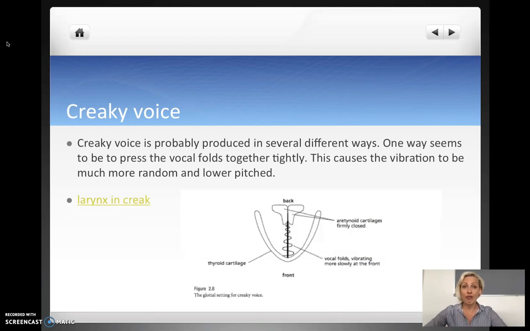Another type of voice is creaky voice. Creaky voice is produced when we press the vocal folds really close together, but the air can still push through. So they start vibrating irregularly, and it sounds like this. And you will see the video of what the vocal folds actually look like when you produce creaky voice.